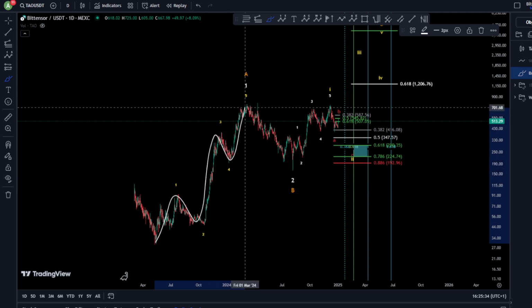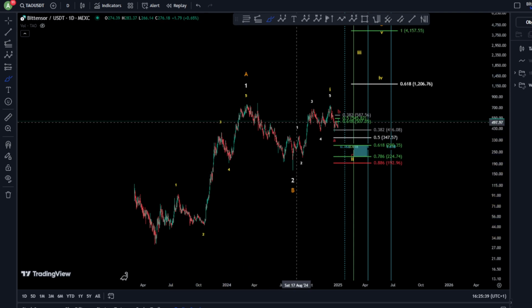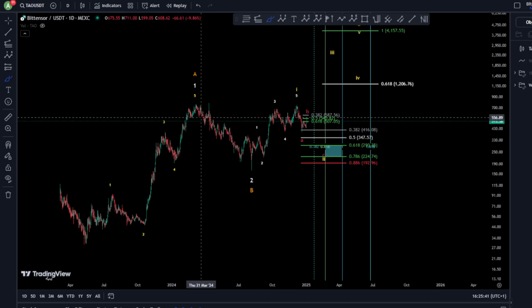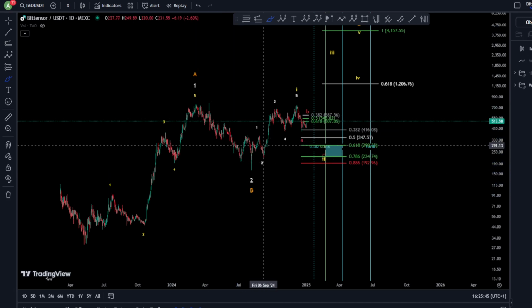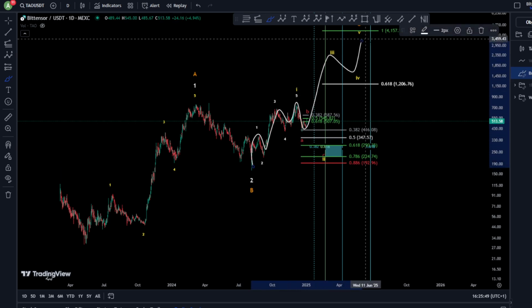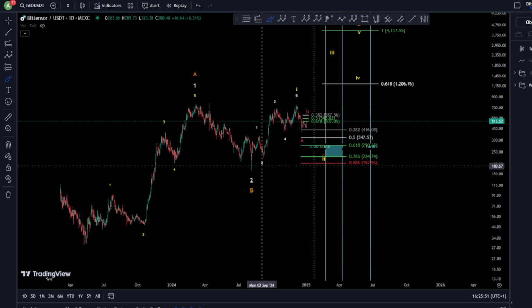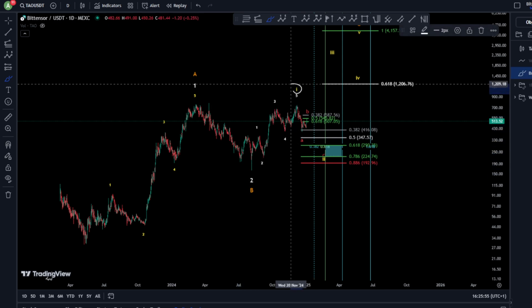In the yellow count, 1, 2, 3, 4, 5, finishing a wave 1 or a wave A in the orange scenario. In both case scenarios, you would like to have 3 corrective waves for a wave 2 or a wave B, and then looking for higher prices is 1, 2, 3, 4, and a 5. Your wave 1 should be impulsive as we are looking at a 1, 2, 3, 4, 5, perfect wave 1.